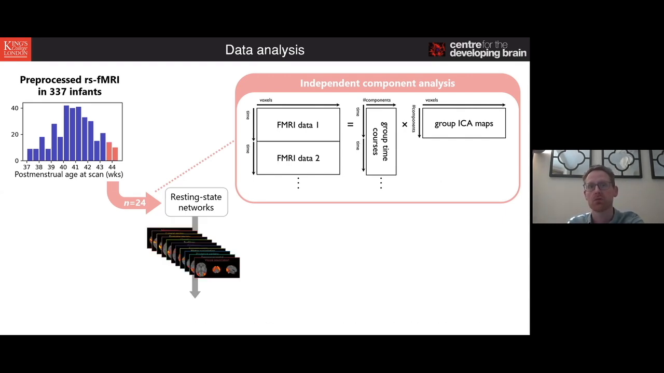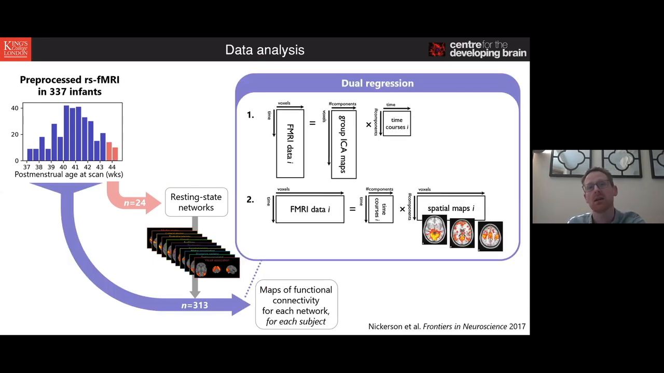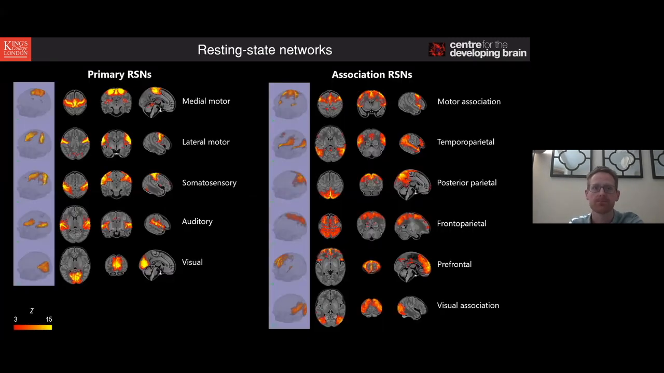The output was a set of group-level maps or independent components representing each resting state network. The next step was subject-level analysis in the remaining 313 infants. For this, we used dual regression, which took us from the group-level maps to a map of each network in each individual subject. This enabled us to then test for the effects of patient characteristics on the networks using general linear models while controlling for sex and motion as covariates, and we corrected for multiple comparisons with permutation testing.